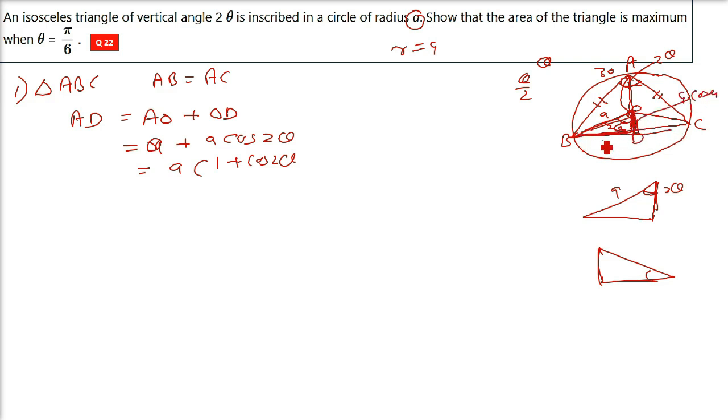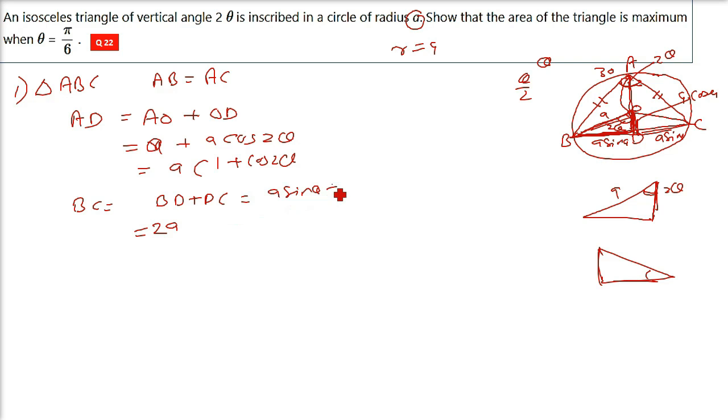So this will be a sin 2 theta. OD is a cos 2 theta. BD is a sin 2 theta because BD and DC are equal. Because we are dropping a perpendicular from O, a sin 2 theta plus a sin 2 theta will be twice a sin theta. So BC length also we got.